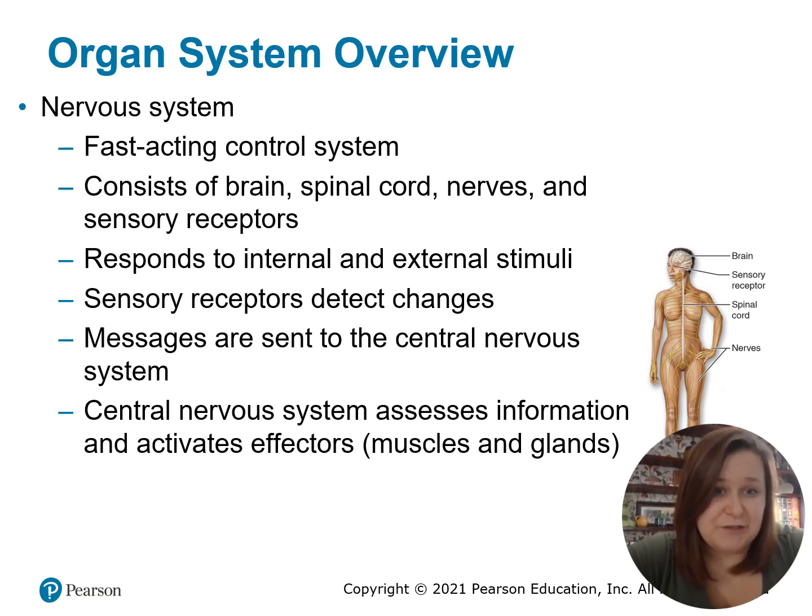We will also be talking about the nervous system. Our nervous system is essentially our control system for the body, right? It's going to consist of the brain, the spinal cord, the nerves, and the sensory receptors. It's going to respond to internal and external stimuli. Those sensory receptors are going to detect changes in either those internal or external environments, and then messages are going to be sent to the central nervous system to respond to the stimuli that it is receiving.